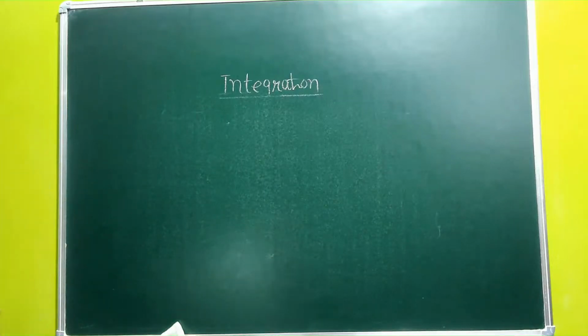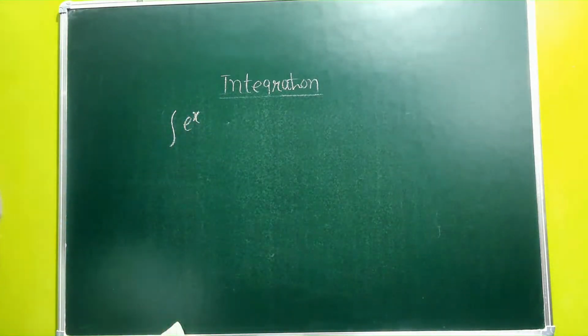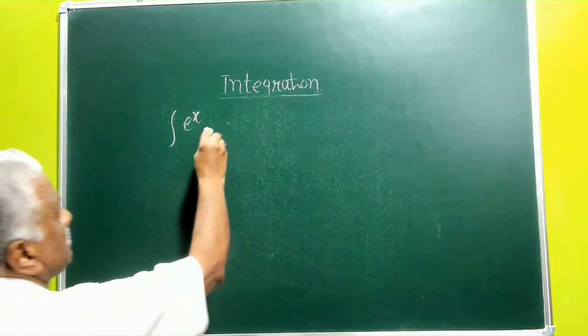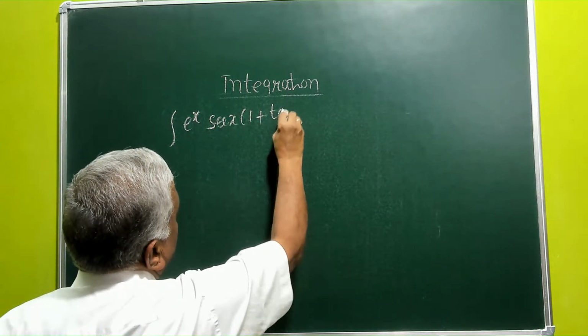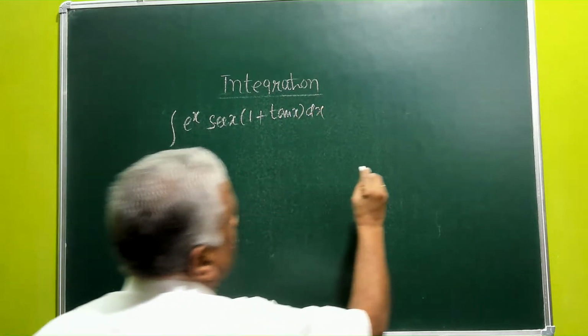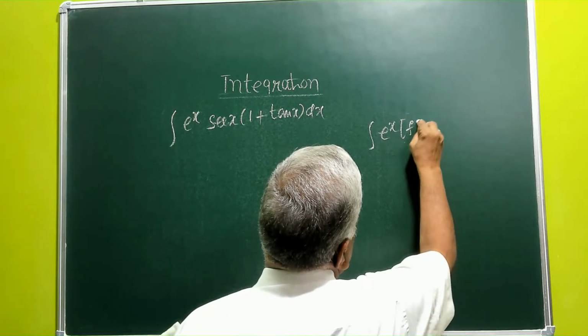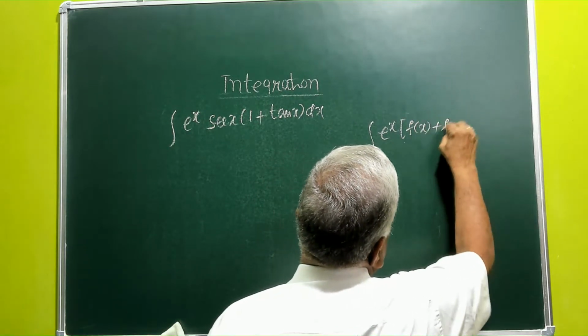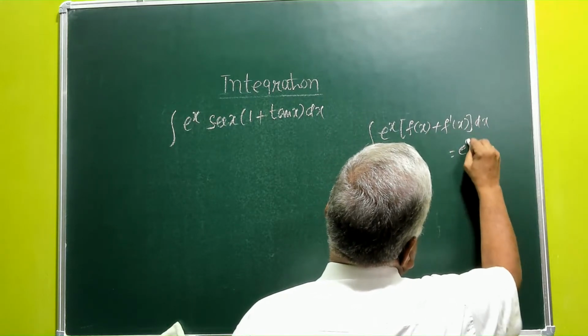Let's go to the next problem. This is the simplest problem you can ever think of, and this has been asked in the public examination. Still I am working it, just to remind you. So you have to remember the formula: the integral of e to the power of x, f of x plus f dash of x, dx is equal to e to the power of x into f of x.